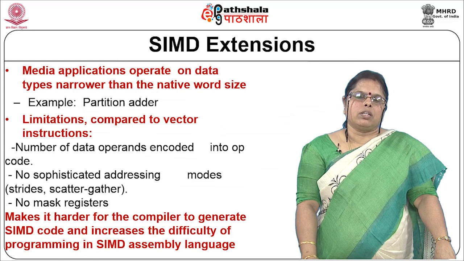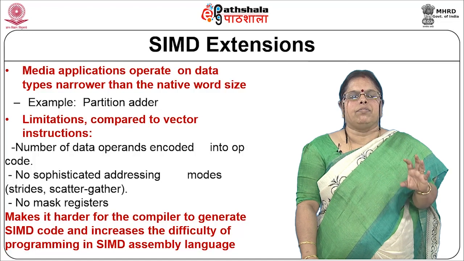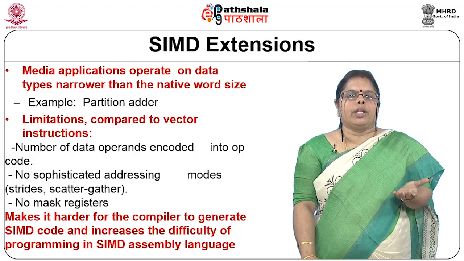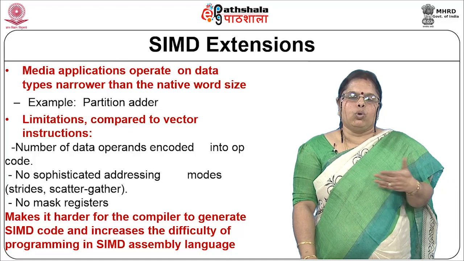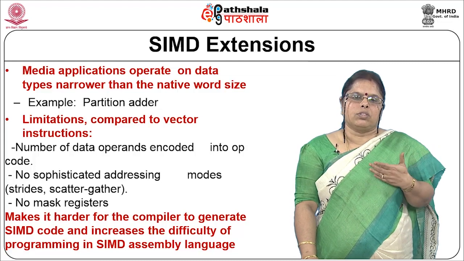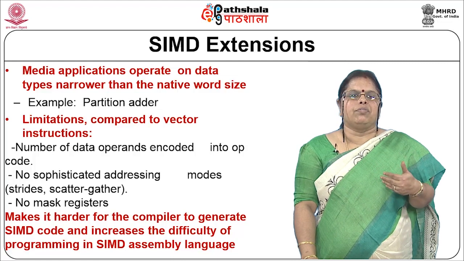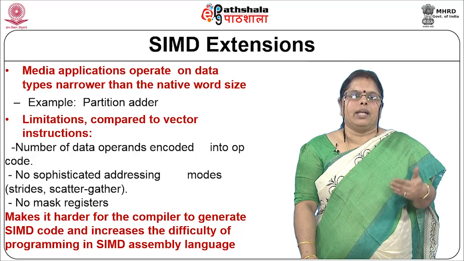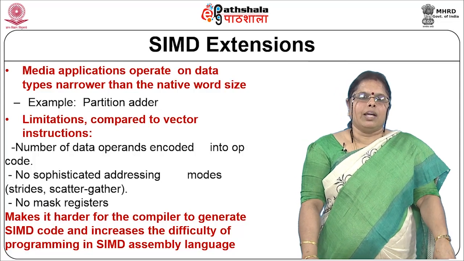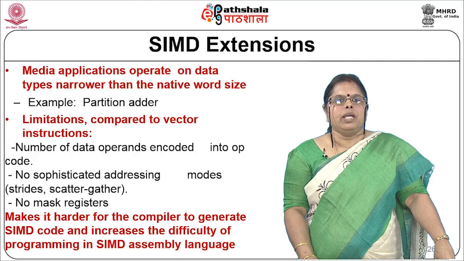So, that is as far as the vector architectures are concerned. We know vector architectures are very, very effective for exploiting the data level parallelism. Though they have complicated architectures in terms of registers, the functional units and all of them, they have very good features to exploit the data level parallelism. So, the second way in which data level parallelism can be exploited is SIMD extensions.